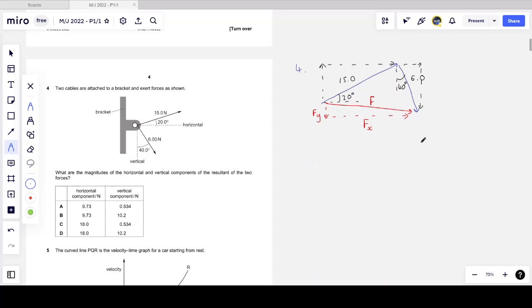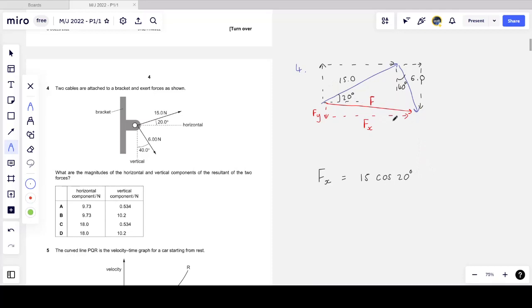So what I'm going to do is first find Fx. Now Fx is the x component of the resultant force. And guess what? It's going to be the sum of the x components of our two given forces. And so with a little bit of geometry, for the 15 Newton force, its x component, which is the horizontal black line, the long black line at the top, is its magnitude, 15 newtons, times the cosine of the angle that the force makes with the horizontal, which is 20 degrees.